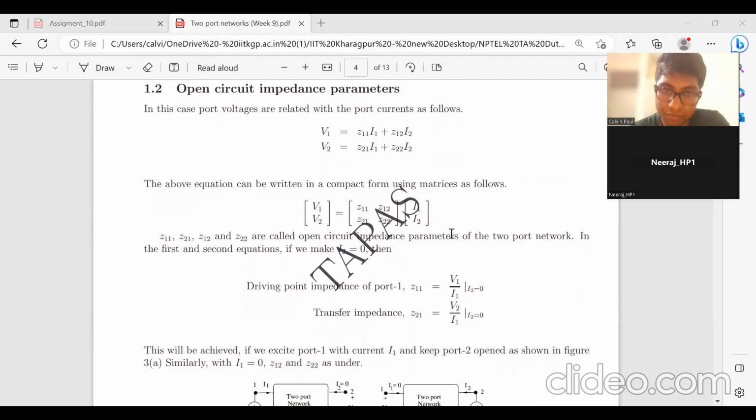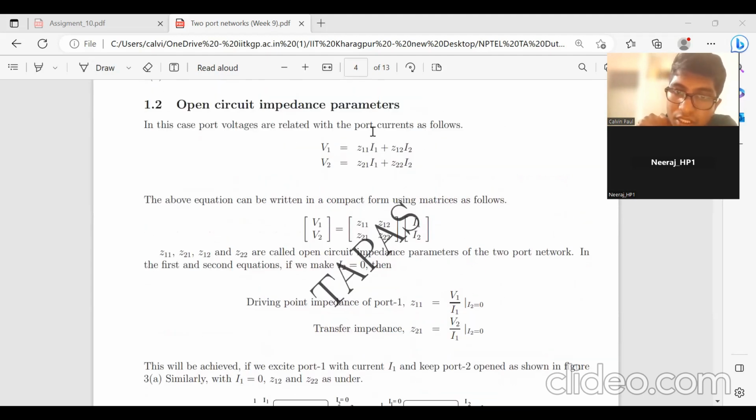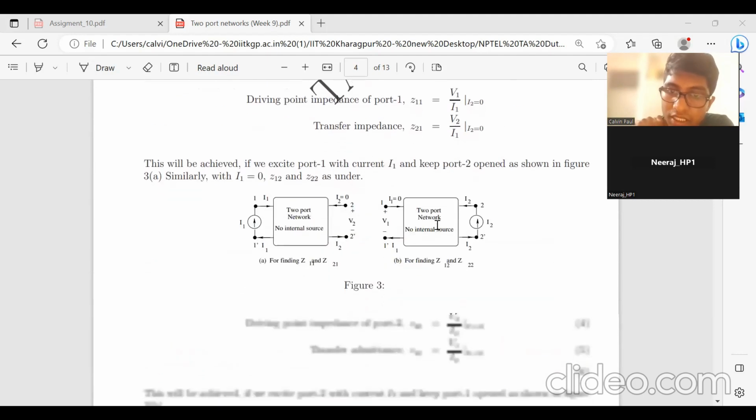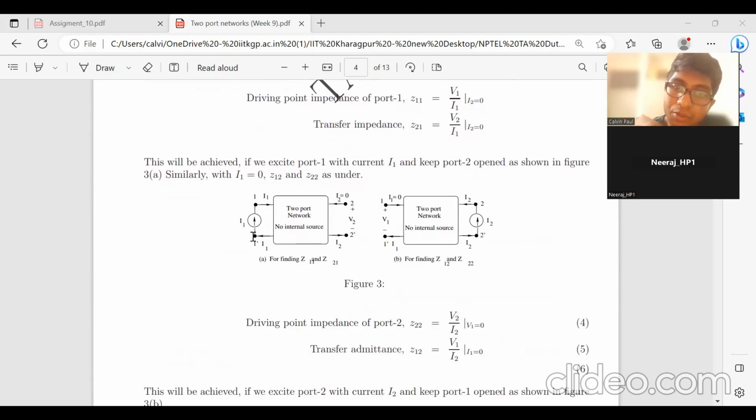Now we will get back to the topic. We have these open circuit impedance parameters. We represent the circuit in this format for impedance parameters, written in matrix form like this, as we have done. Suppose we want to find Z11 and Z21. What we do is we apply a current source I1 here and we open the other port. If we keep this open, what will happen? The current I2 will become zero.